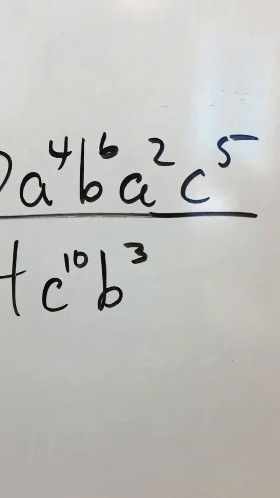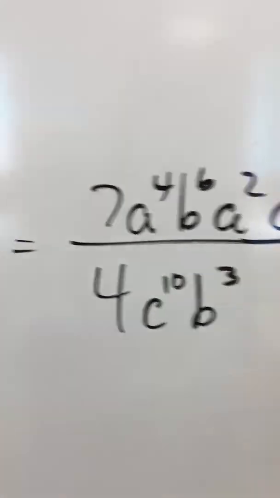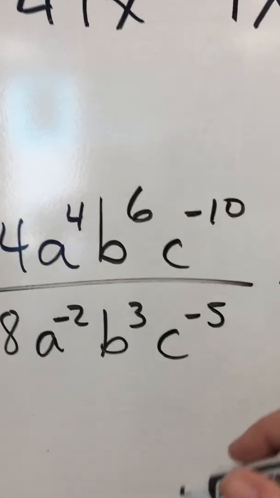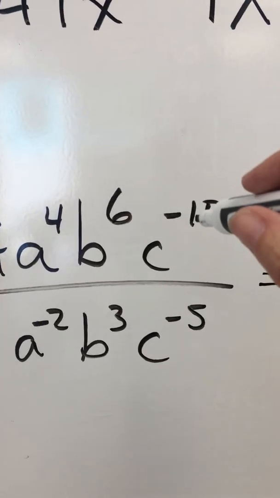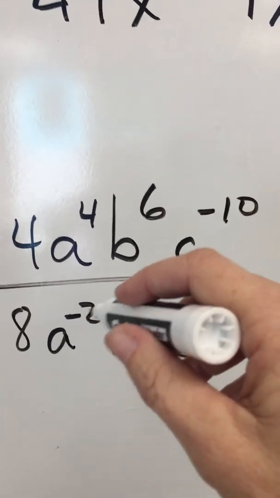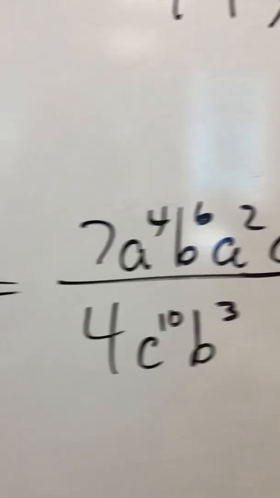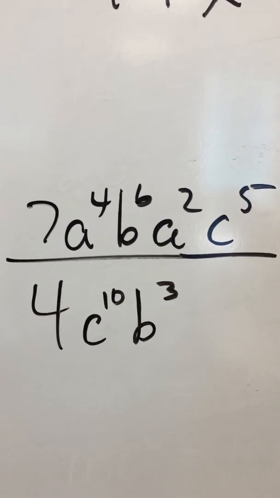So notice when I rewrote them and moved them, they became positive exponents. Here was the original one. The 10 went down, it became positive. The C5 went up, became positive. The a to the negative 2 went to the top and it became positive. Everything else stayed where it was. Well, all I did was rewrite it.